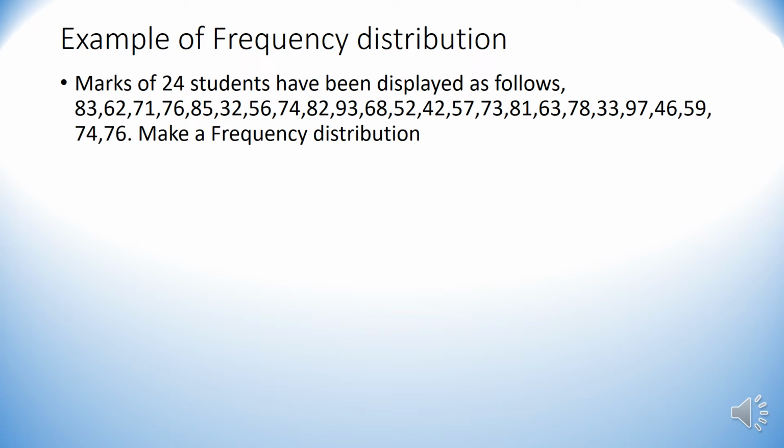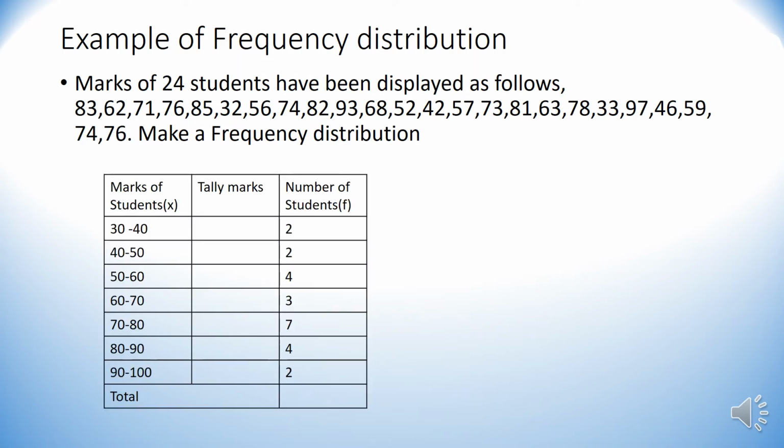So what are the marks? 83, 62, 71, 76, 85, 32, 56, 74 and likewise. These are the marks of those 24 students. Now in this particular example, we are going to use the grouped frequency distribution.